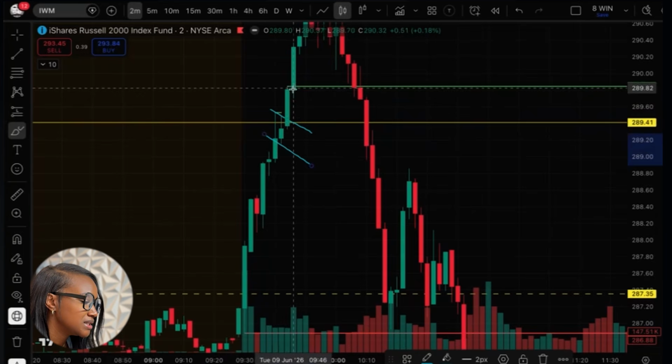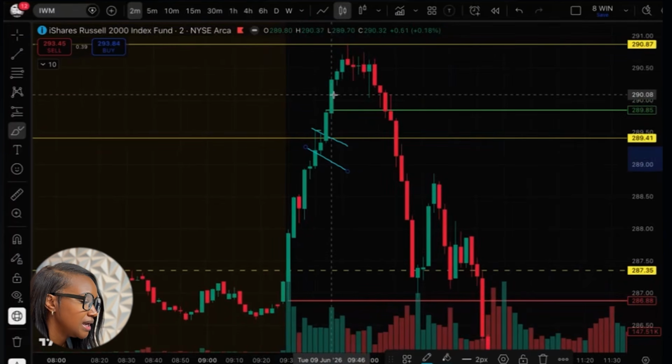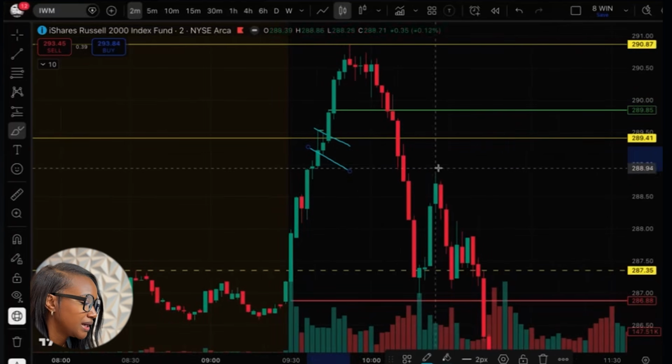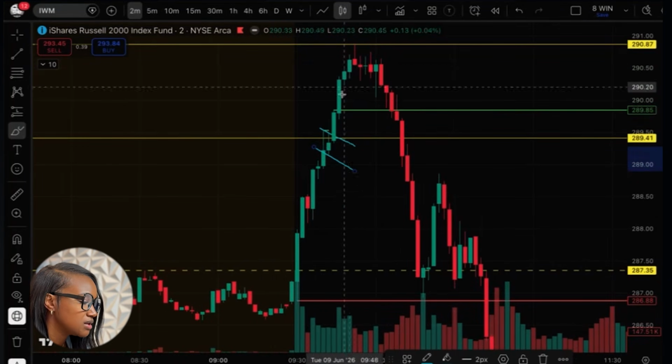Now, once we got this entry, it was a beautiful push to the upside here to the ORB high. Once we got through the ORB high, my friends, it was to the next target, which is 290.87. It was a beautiful play. Like I said, can you see that there was no crazy fight from sellers? Buyers took control and pushed that thing all the way up.